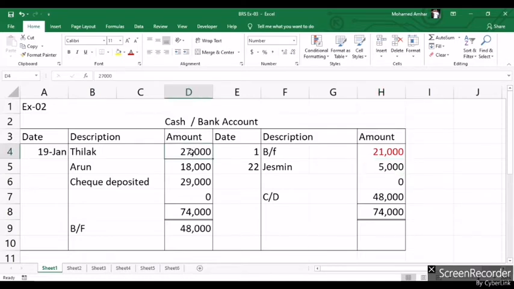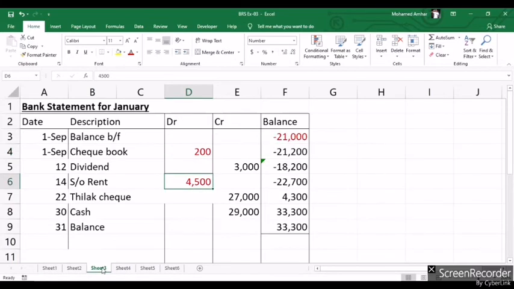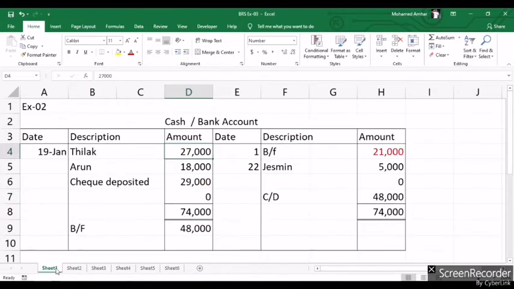with the bank statement. A check received from Tilak, that is debited, and check whether there is 27,000 in the bank statement. Yes, that is there, so we can tick it, 27,000 with the cash book. Okay, we can tick this.